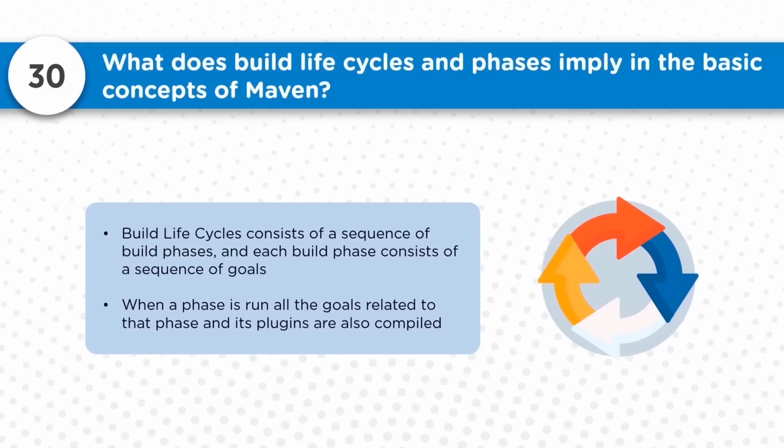What do build life cycles and phases imply in the basic concept of Maven? Build life cycles consist of a sequence of build phases, and each build phase consists of a sequence of goals. When a phase is run, all the goals related to that phase and its plugins are also executed. So you can have a lot of goals residing inside a phase. Similarly, a lifecycle is a sequence of different phases. So lifecycle comes at the top, then the phases, and then the goals here.